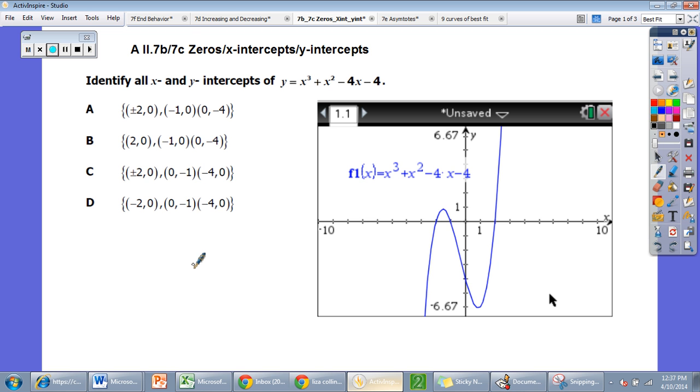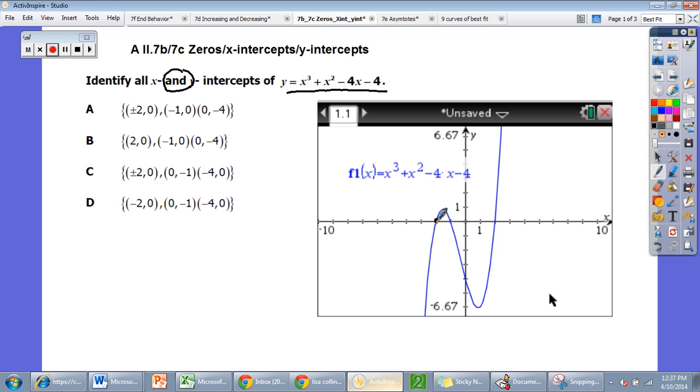So in this particular question, it says identify all the x and y intercepts for this polynomial here. So what we want to make sure that we do is graph it on our calculator and make sure we get both the x and y intercepts.